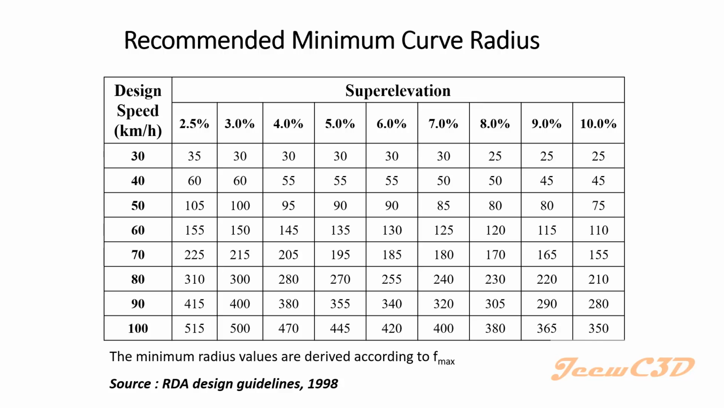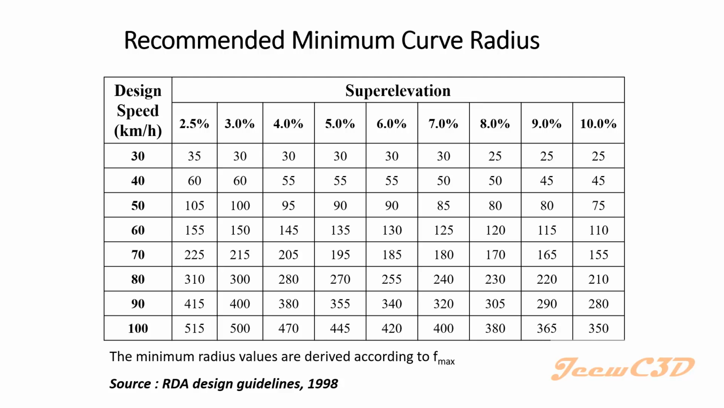For one more example, if we assume that we are going to design a road with 50 kilometers per hour, let us say that is an urban area as well. So you can have a maximum super elevation of 6%. So you have this row and this row. The lowest radius you can take is 90 meters. So whatever radius you apply to a curve in your road should be 90 or greater than that.